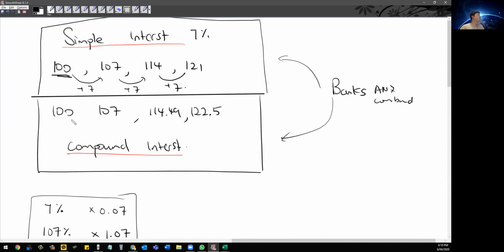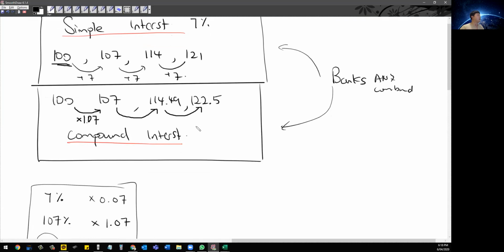Here, if it's compound interest of 7%, then you'll keep multiplying by how much? 1.07. That's right. So keep multiplying by 1.07 and 1.07, okay? So you see how there's a slight difference, right? At first, they look the same. But from the third term, they're different. And compound interest makes more money. You can see that, right?